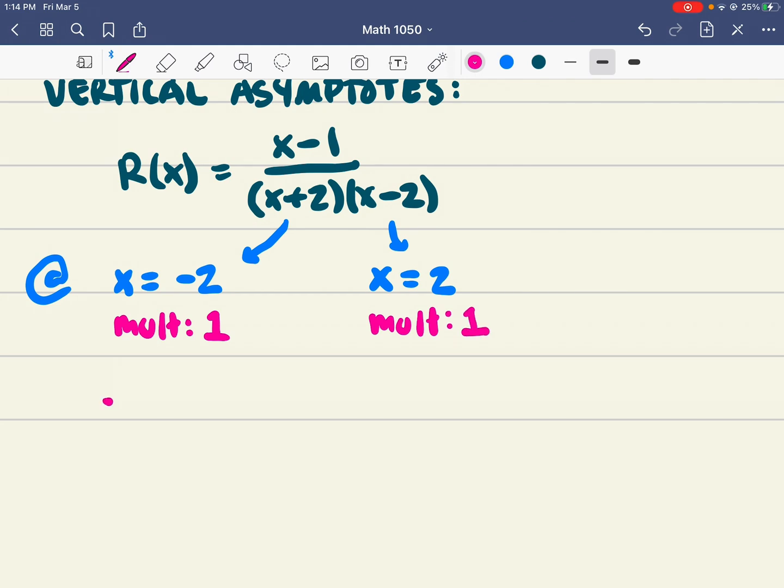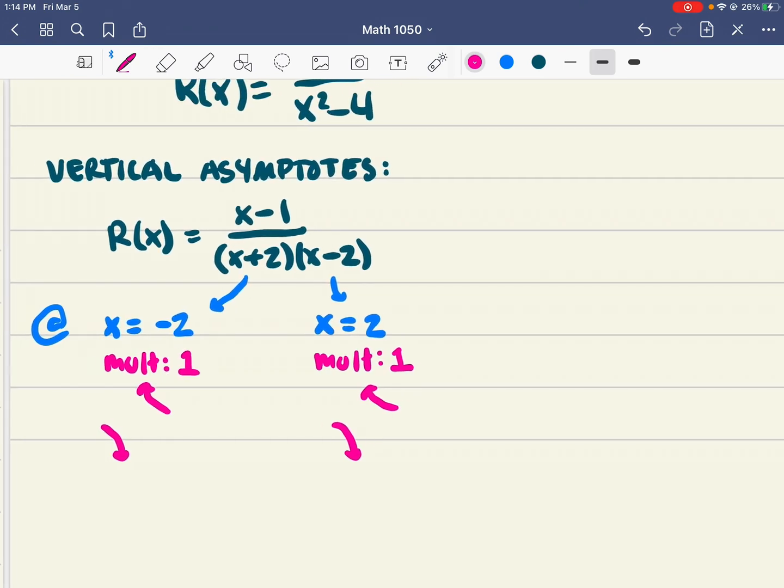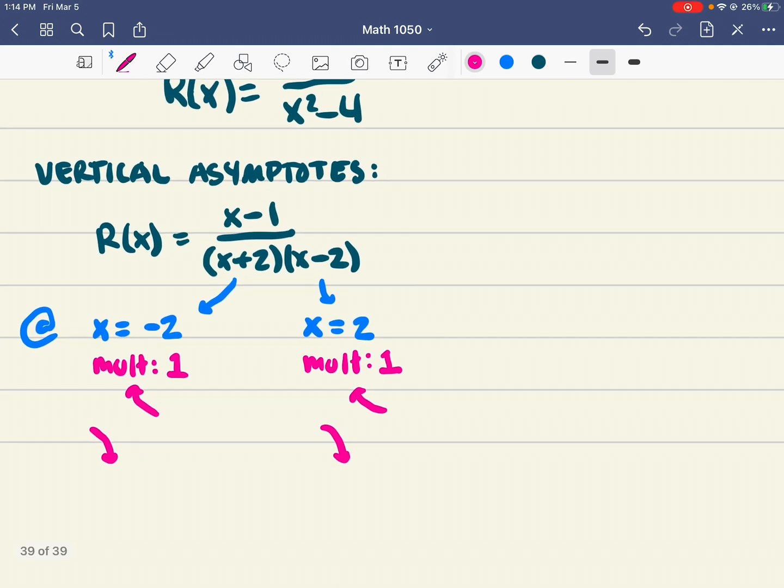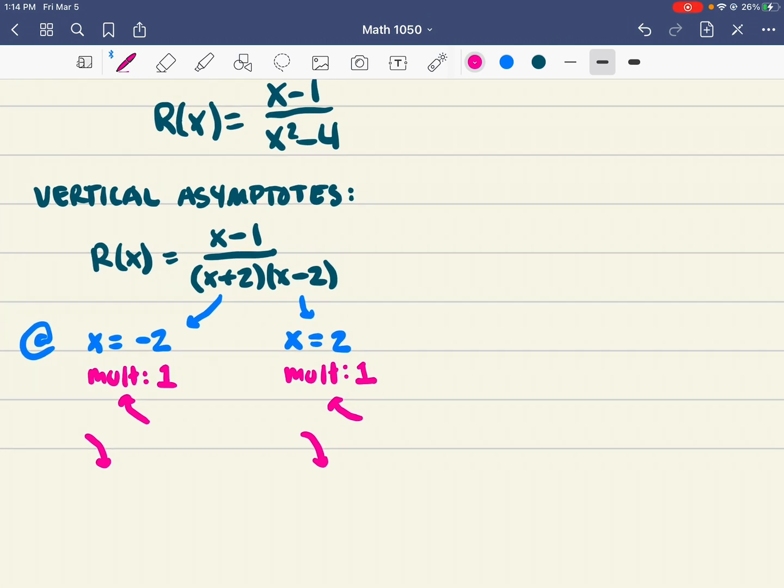And I will just remind you really quick down here what that means. That means that the two bits of the graph will approach the asymptote from different directions. So one will approach positively and one will approach negatively because that is an odd multiplicity of those vertical asymptotes. Next we're going to do other asymptotes, meaning either horizontal or oblique, right?